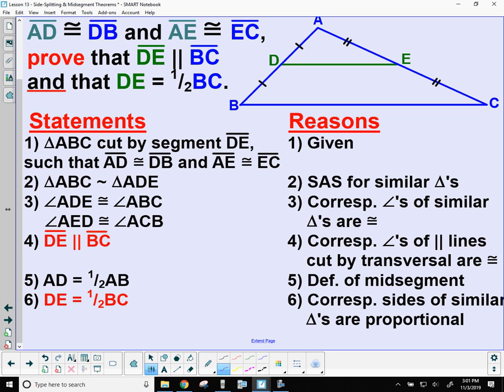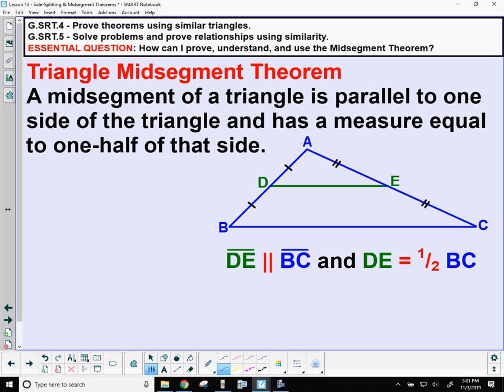But anyway, that gives us our next theorem, the triangle midsegment theorem, which tells us essentially that DE and BC are parallel, and DE should be half of BC. If it's a midsegment, that's important: DE is parallel to BC, and DE should be half of BC. So pause the video, draw a picture if you need to. We have an example here in a second.